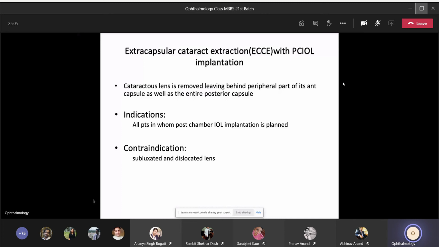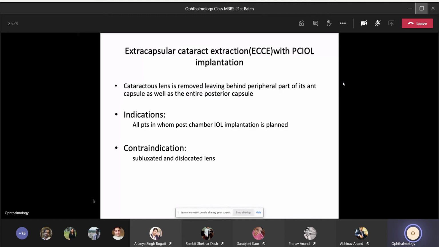So the intact bag is left behind. The zonule is not disturbed, the vitreous is not disturbed, and the bag is there. So we can implant the intraocular lens in that bag. The patient will be pseudophakic in this case.